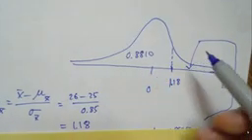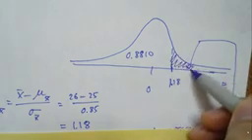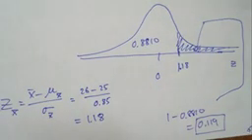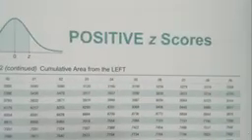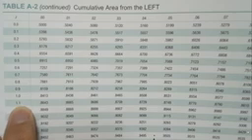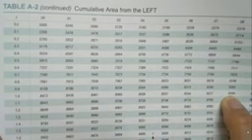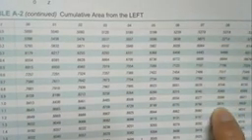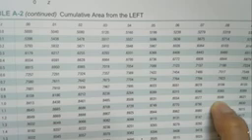So 1.18 is right here. We are looking for the right area of 1.18. Now, this is the positive z-score, so we can use the positive z-score table, 1.18. 1.1 is right here. And then we need another 0.08. So let's go all the way to here. The column 0.08. And this is right here. So this is the area to the left of that z-score. 0.8599.